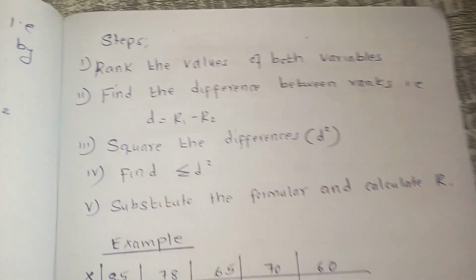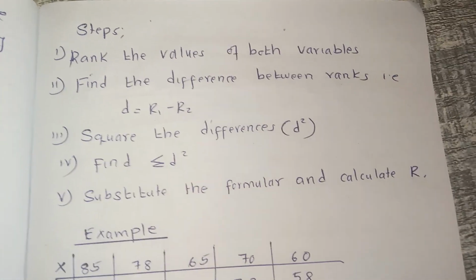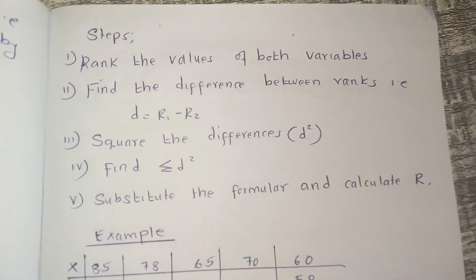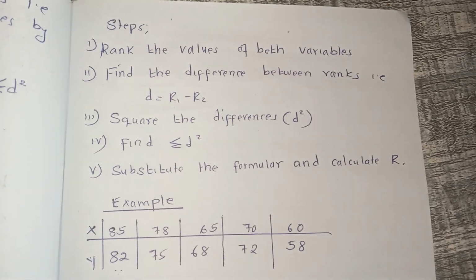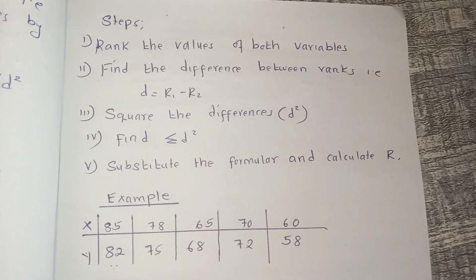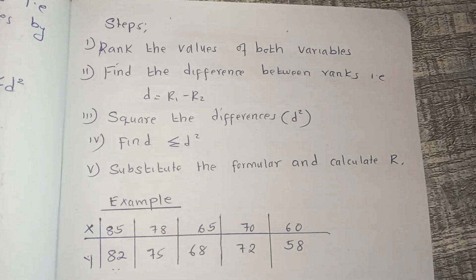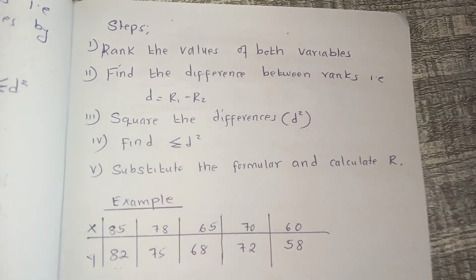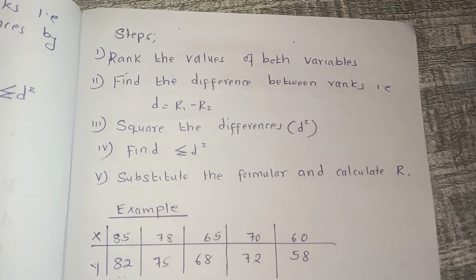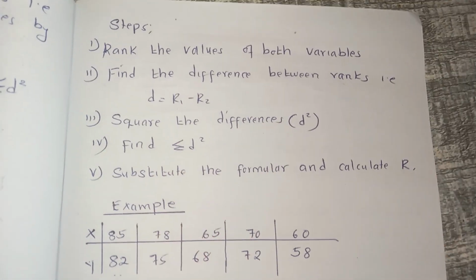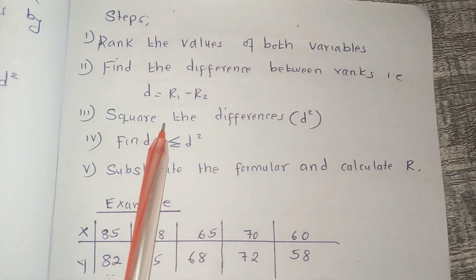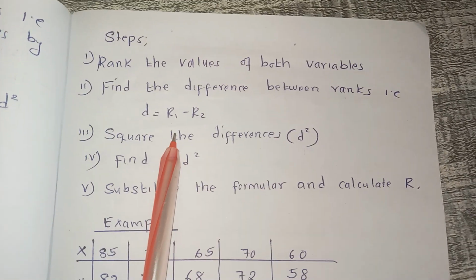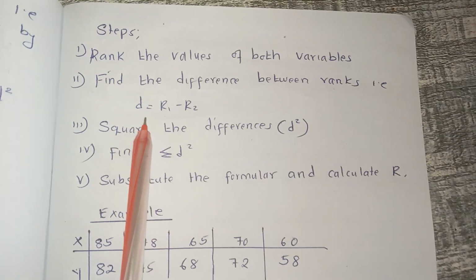Number 1, we have to rank the values of both variables. If you have two variables that you are dealing with, maybe X or Y, or maybe mathematics and chemistry, physics, accountancy, quantitative methods, you have to make sure that you have ranked the values of the two variables. Then from there you need to come up with a column that will show the difference between the two ranks, and that is our D column.